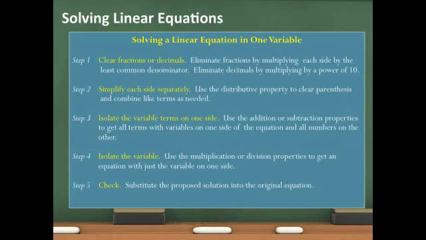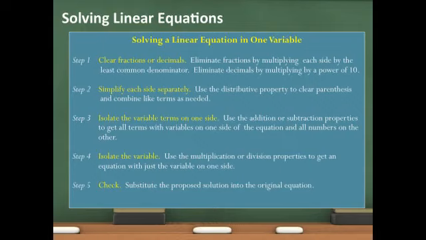Step 3 says to isolate the variable terms on one side of the equation. To do this, use the addition or subtraction properties to get all terms with variables on one side of the equation and all numbers on the other side. Step 4 is to isolate the variable. Use the multiplication or division properties to get an equation with just a variable on one side. Step 5 is to check your answer by substituting your proposed solution into the original equation to see if you get a true statement.